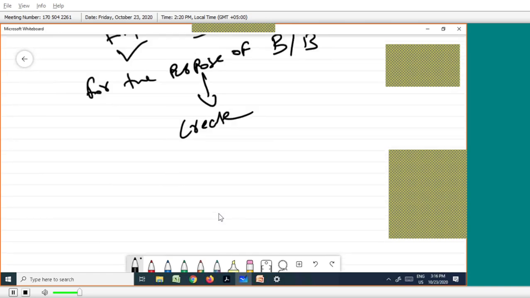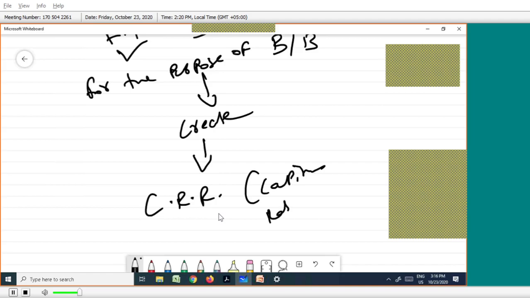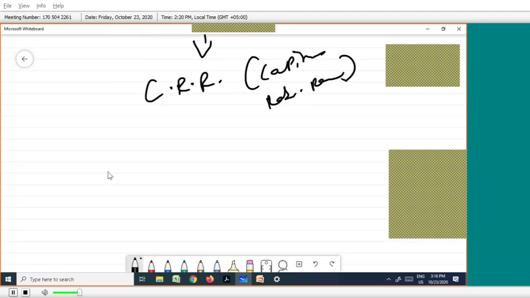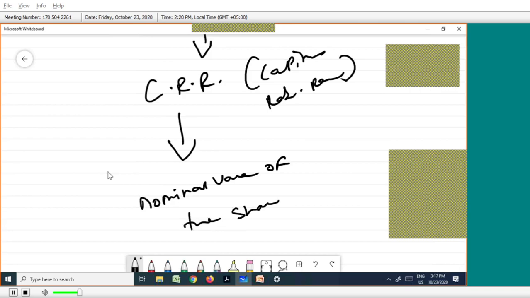Then I have to create one account called CRR account, that is nothing but capital redemption reserve account. Okay? What value should I create? I should create the nominal value of the shares bought back, not market value.